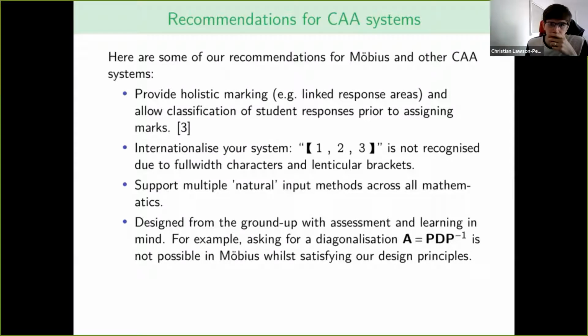If instead I asked a student to respond with a 2-element list, P, D, for those matrices, then that input would not be natural. And since permuting the eigenvalues in the diagonal matrix would permute the corresponding eigenspaces, answer boxes for each of P and D would need to be linked together, which Möbius cannot currently do.